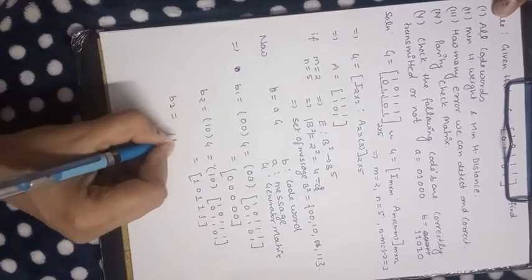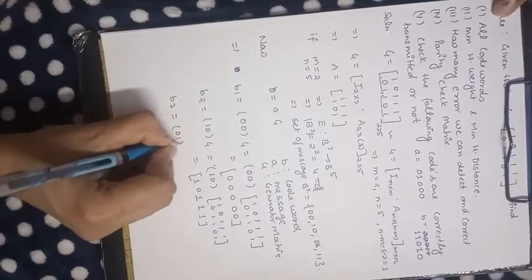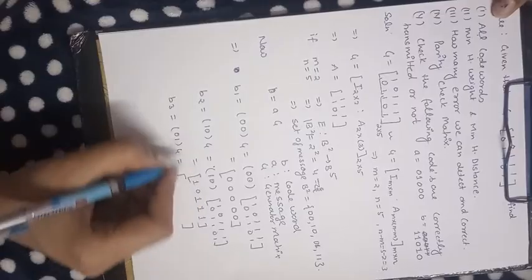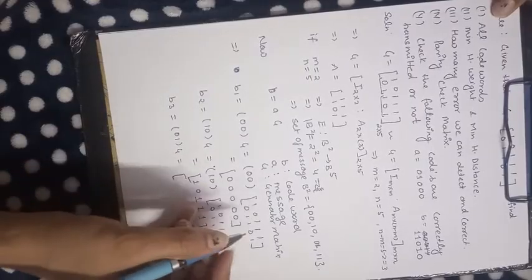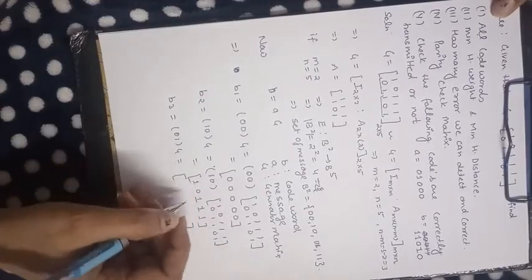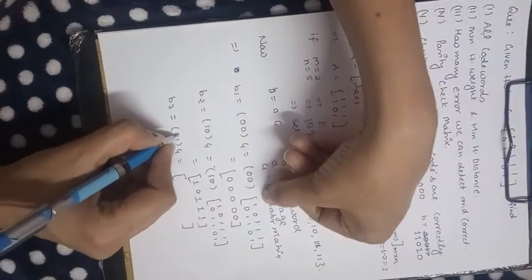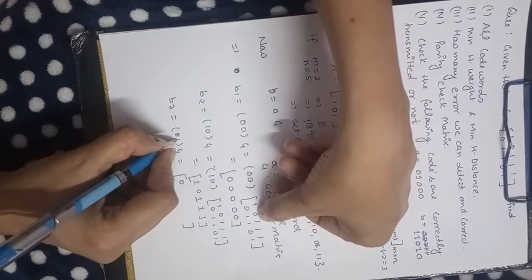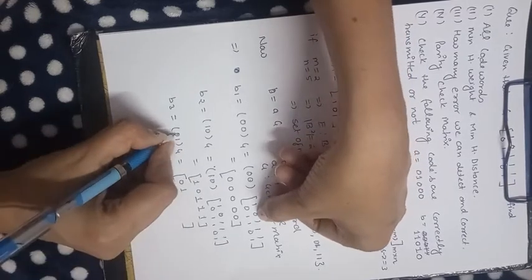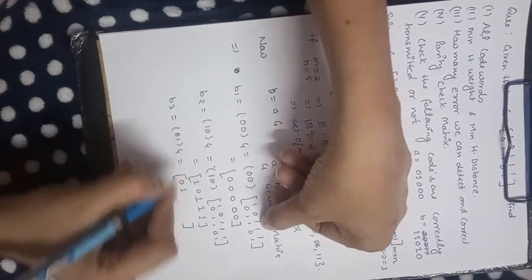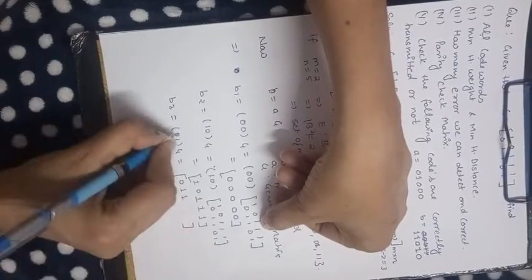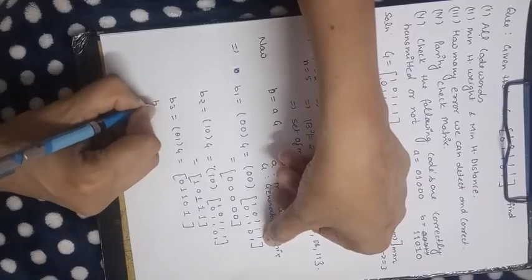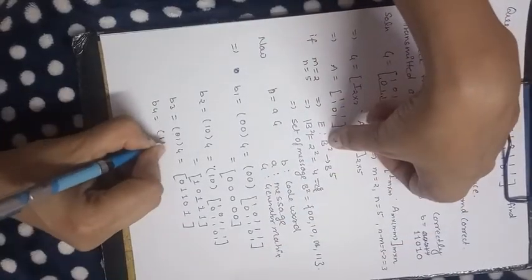Similarly, B3 is equal to 0 1 times G, and after multiplication, what will we get? Directly we can write: 0 into 0 1, that is 0 0. In this case 1 into 1, remainder 1. In this case 0 into 0, 1 into 1, that is again 1. In this case we will get 0. In this case we will get 1. And B4 is 1 1.